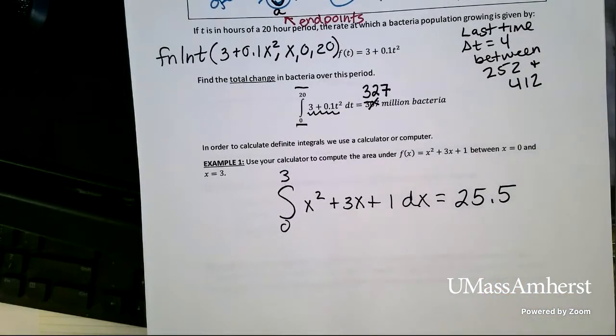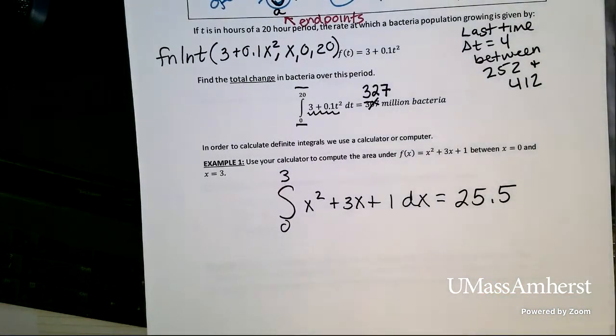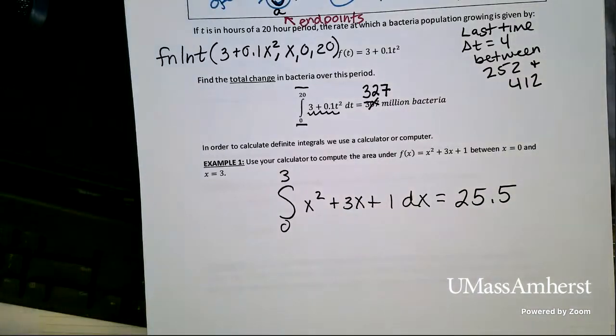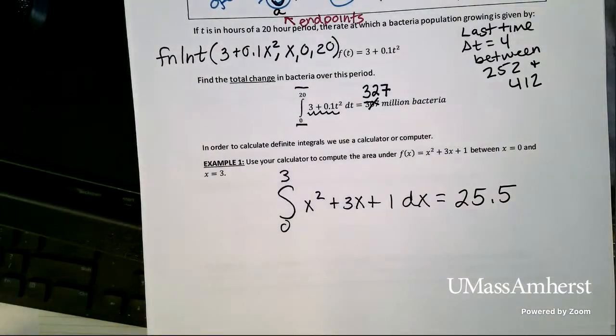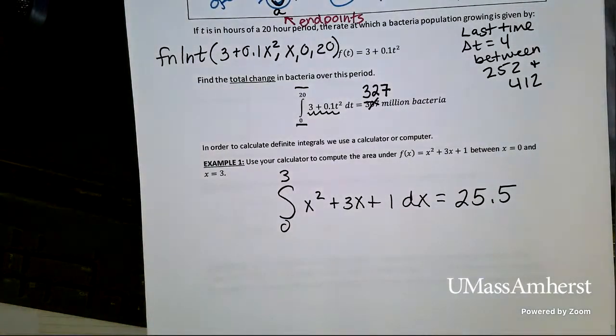So the exact area under the curve here is 25.5. Okay, so now we have two diverging roads of what happens with definite integrals. Sometimes we're just plugging in functions. We're plugging in definite integrals. We're figuring out what the bounds are. We're putting them in a calculator or computer, and we're spitting out a number.